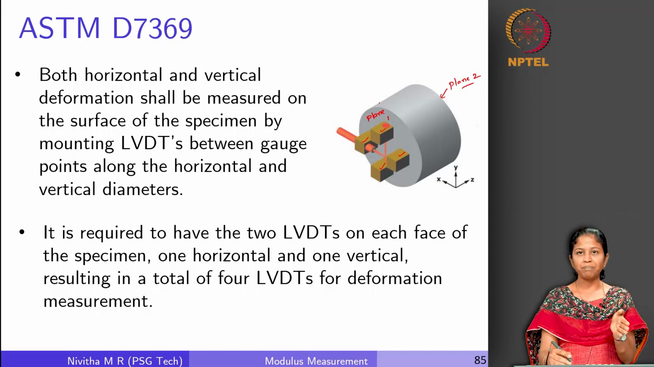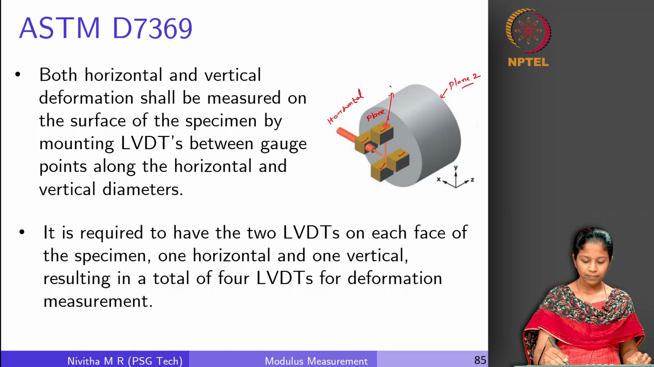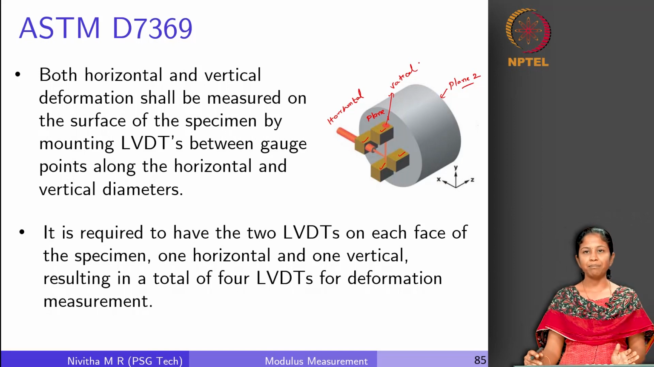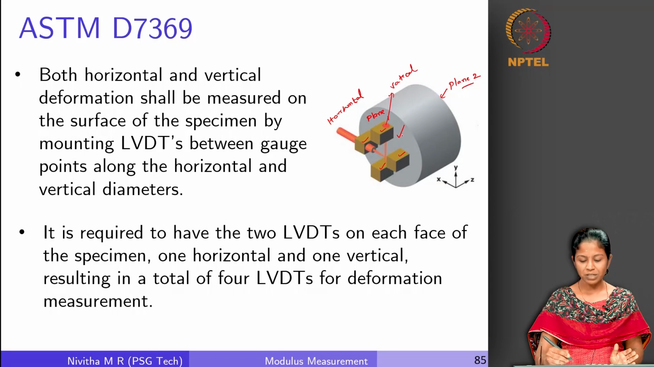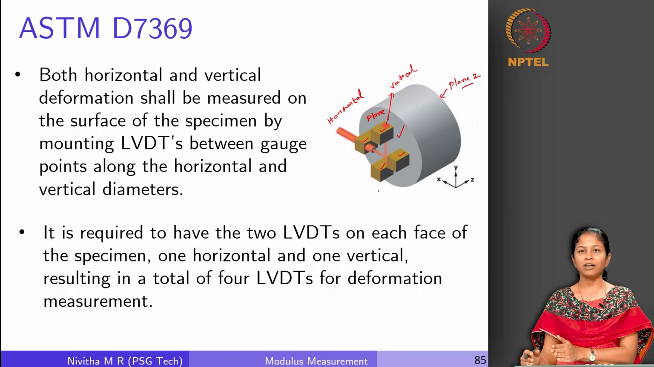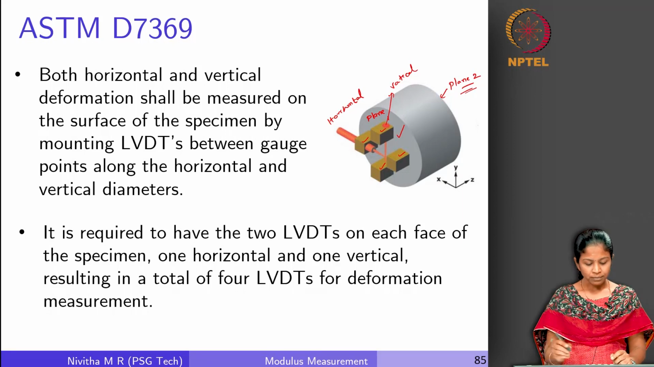So, in a given plane we will be having 2 LVDTs, one in the horizontal direction and the other one in the vertical direction. So, for a given sample we will be measuring the horizontal and vertical deformation in the first plane and we will be measuring the horizontal and vertical deformation on the second plane also.